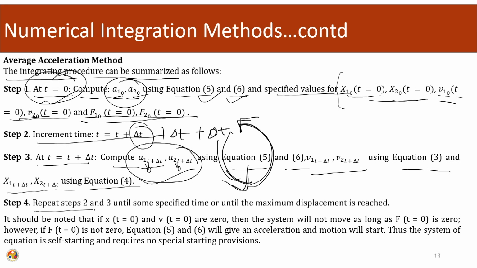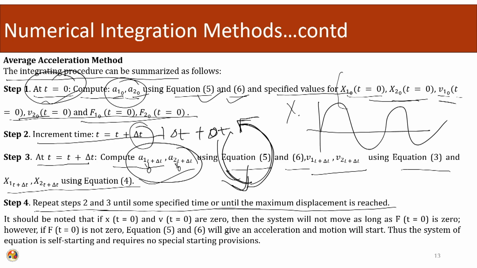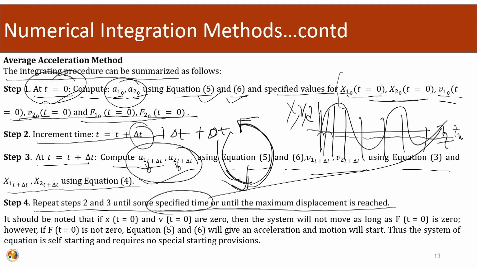We are repeating steps 2 and 3 until some specified time, or until the maximum value of the displacement is reached. If we keep on marching, what we will get is the values of the displacement, velocity and acceleration with respect to the time t. So now we have broken this into del t and we are marching with respect to time t. We can do this until some specified time, if some t max is given, or until some maximum displacement is reached.